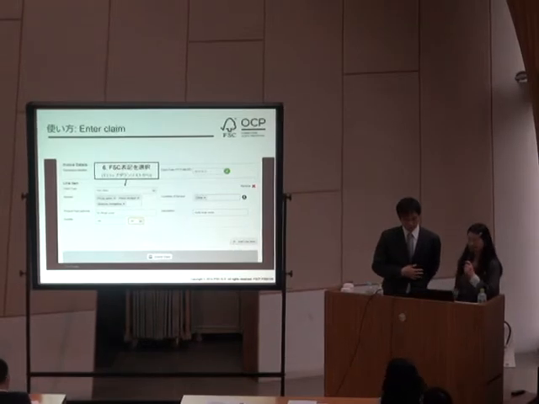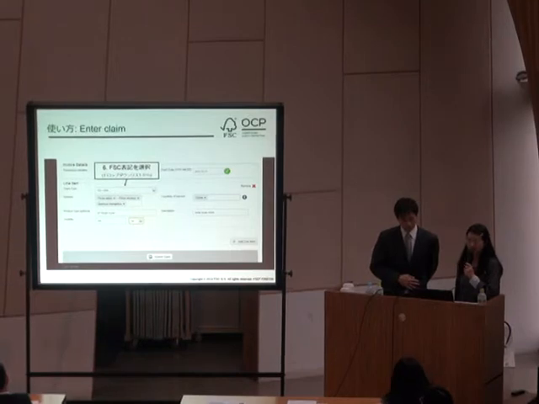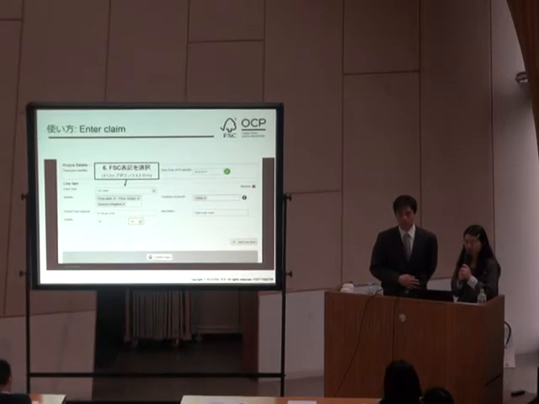And then you can enter your FSC claim type. There is a drop-down list for you to select. And if you select the claim type that your supplier is not allowed to sell, you will get a warning from the OCP on the web page.